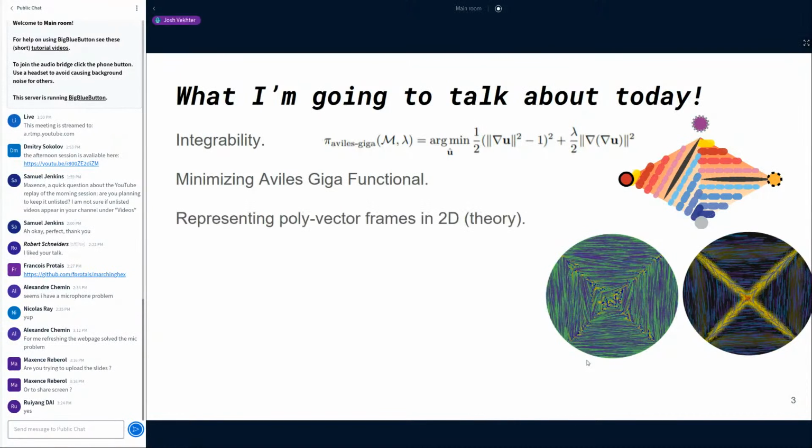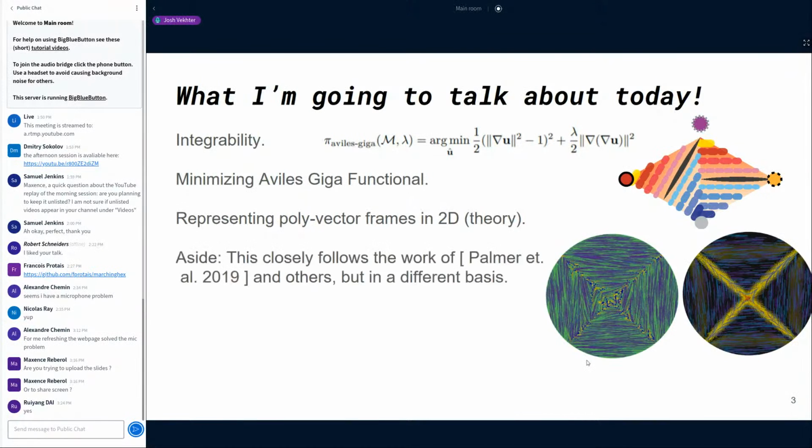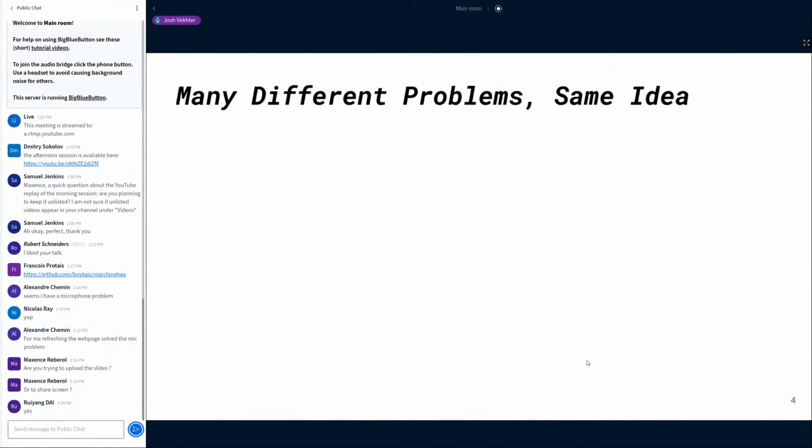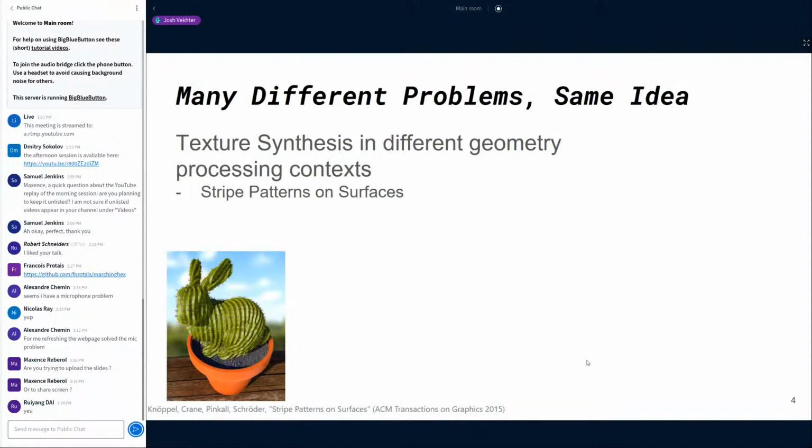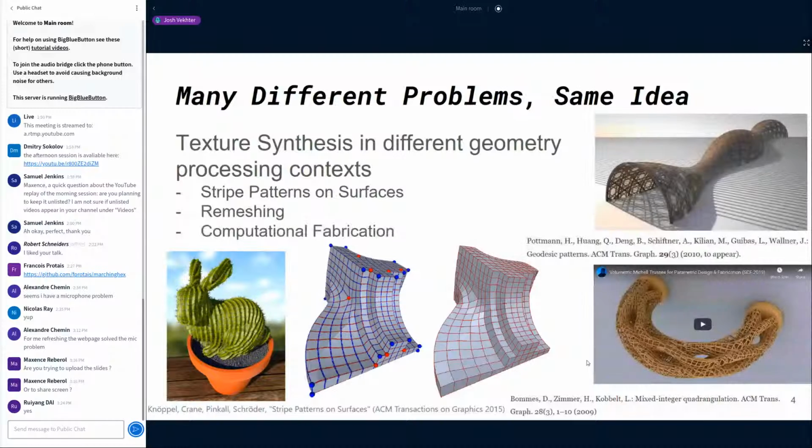And then I want to talk about the work that I've been doing with some other people on representing integrable polyvector fields. I'm specifically going to be talking about it in 2D, but I've also been working in 3D. There are several different problems in different domains that all have a similar feel. If you want to generate stripe patterns on surfaces, or you want to do remeshing, or you want to solve computational fabrication problems, you're using the same surface parameterization pipeline.